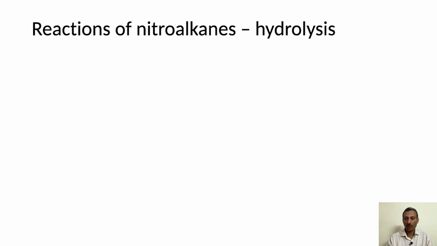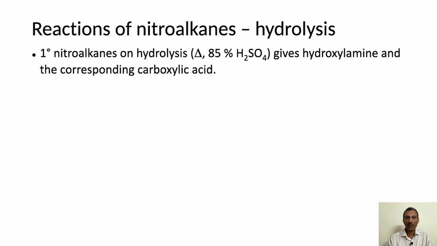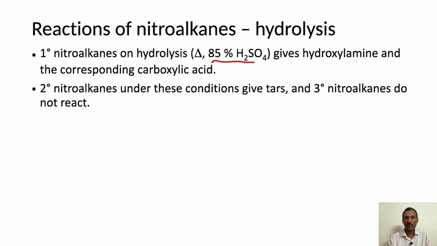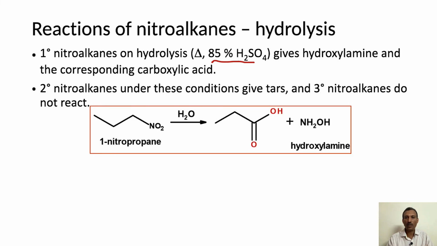Next is hydrolysis reactions of nitroalkanes. Primary nitroalkanes on hydrolysis, especially in the presence of sulfuric acid and heating, give hydroxylamine and the corresponding carboxylic acid. In the case of secondary nitroalkanes, this reaction gives ketones, and the tertiary nitroalkanes do not react. So this reaction is mainly applicable for the primary nitroalkanes. So we end up with a carboxylic acid derivative. So the hydrolysis of the nitro derivative gives a carboxylic acid.